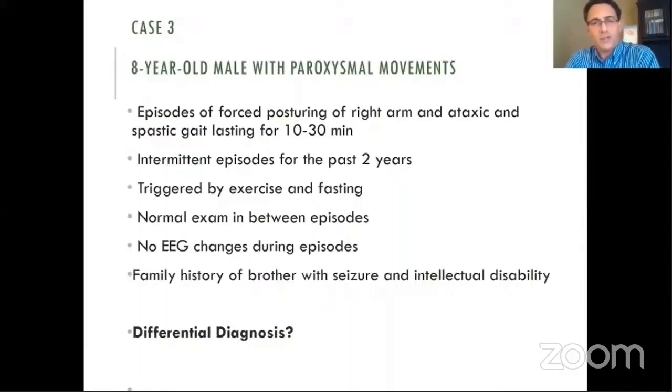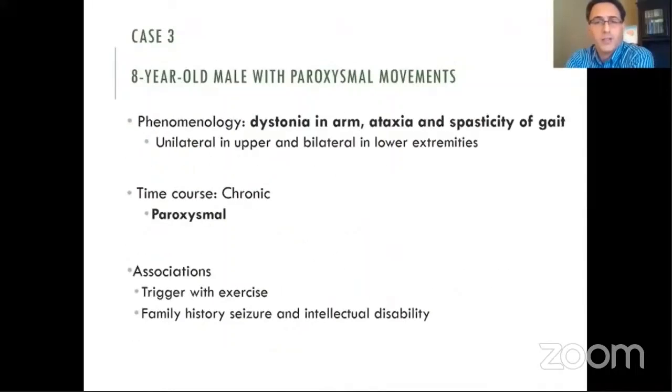So to build up the differential diagnosis, again, going back to phenomenology, temporal course, and associations. In this case, phenomenology is suggestive of dystonia in arm and ataxia and spasticity of gait. The distribution is unilateral in upper and bilateral in lower extremities. The time course is chronic, but importantly, paroxysmal. And associations include trigger with exercise or fasting, and a family history of seizure and intellectual disability.